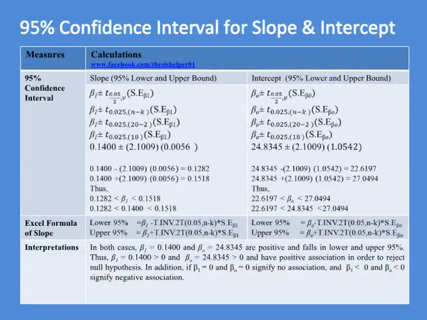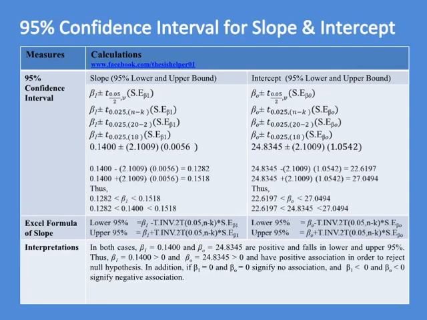By putting values in the slope and intercept formulas of the 95% lower and upper bounds, we get the slope equal to 0.1400, which falls between the 95% lower and upper bounds, and the intercept equal to 24.8345, which falls between the 95% lower and upper bounds. The MS Excel formulas of 95% confidence for slope and intercept are given to help get the same answer computed by MS Excel.